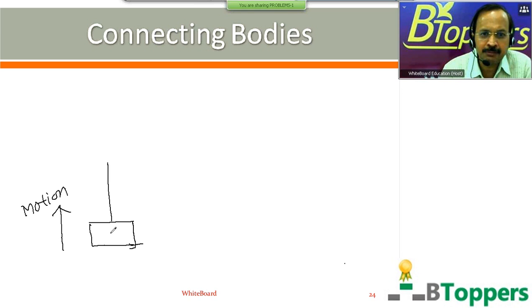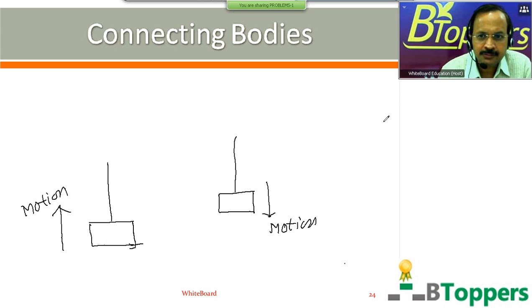Situation 1: the block suspended by the string may be moving vertically upwards. The second situation is the block suspended by the string may be moving vertically downwards. The third situation is the block suspended by the string may be at rest. So let us consider the first case. The block suspended by the string is moving vertically upwards.